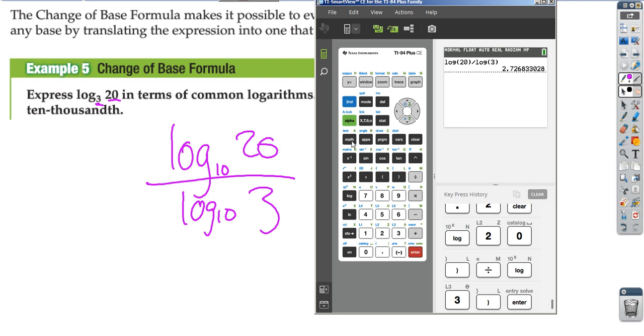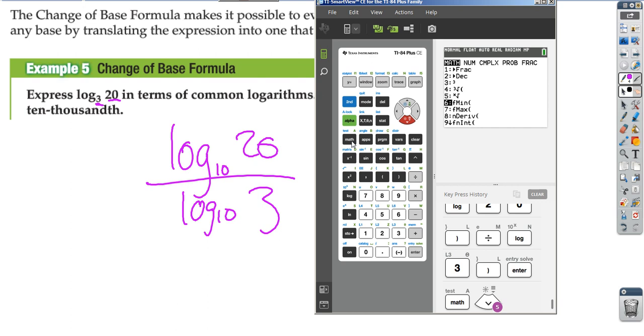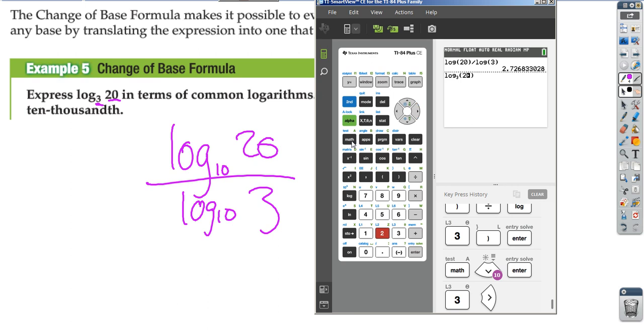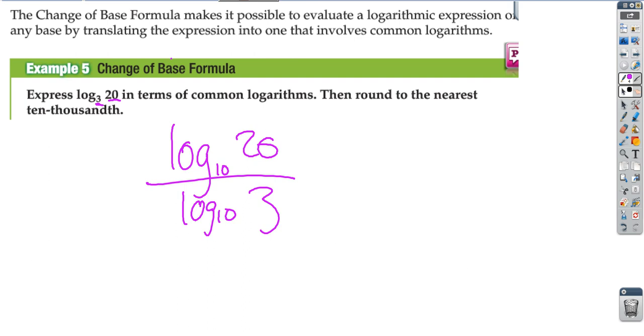Now let me show you how to do it with the actual log button. Okay, let's prove that these are the same numbers. So the log base 3 of 20 should be the same answer that we just got right there, and it is. That's the change of base formula. So that is section 7.6 on common logarithms.